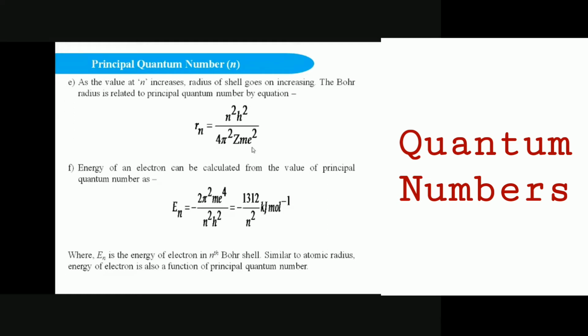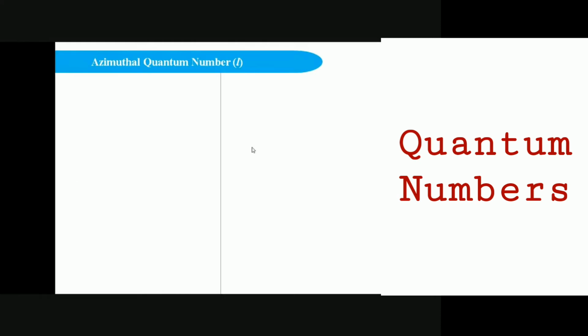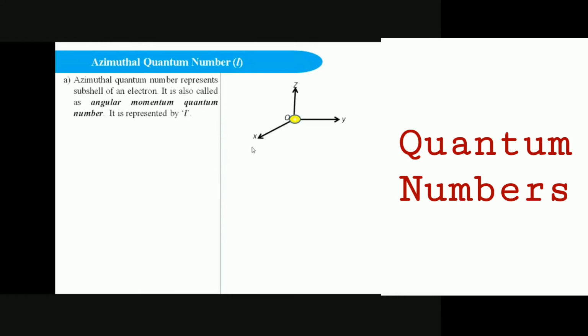Let's take the second one. The second one is the azimuthal quantum number. Azimuthal is a word given to the angle which is perpendicular to the axis. We discussed it in the polar coordinate determination, and azimuthal is the representation of the angle. So it is like this: if we consider z as an axis, then the perpendicular we draw on the xy plane, this angle is nothing but the azimuthal angle.